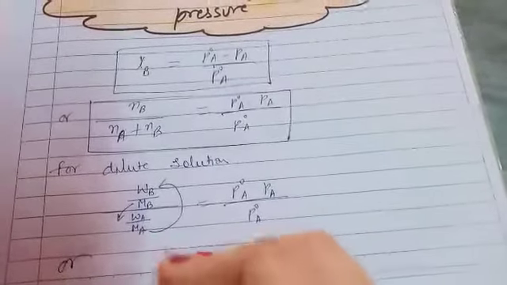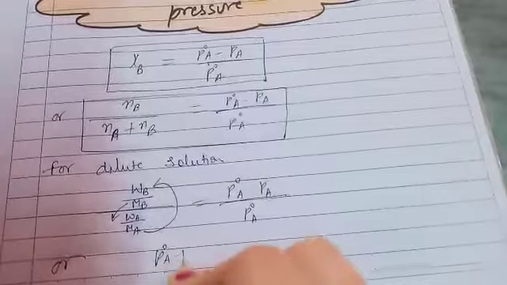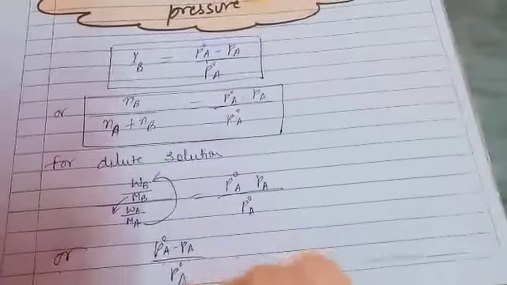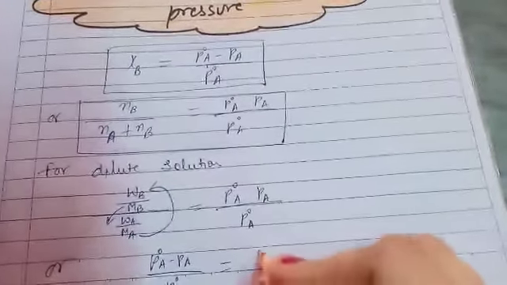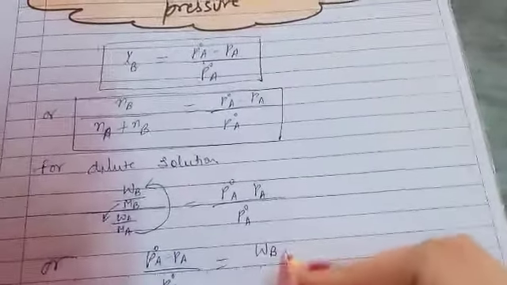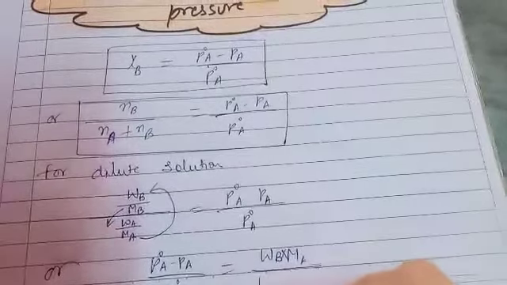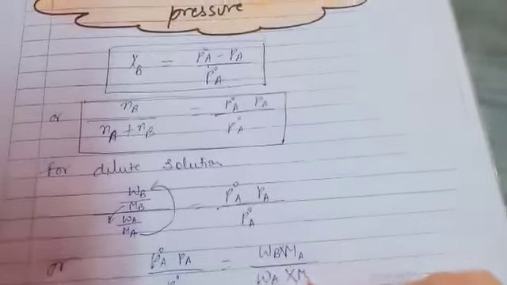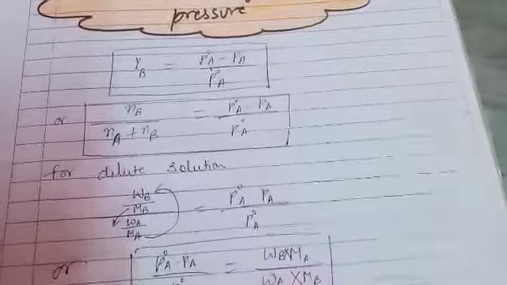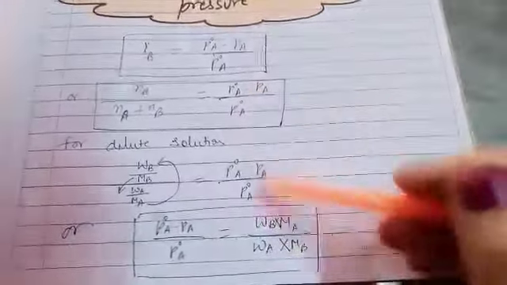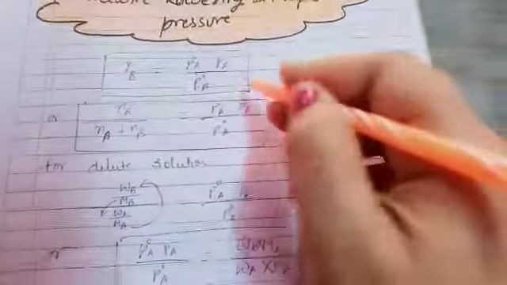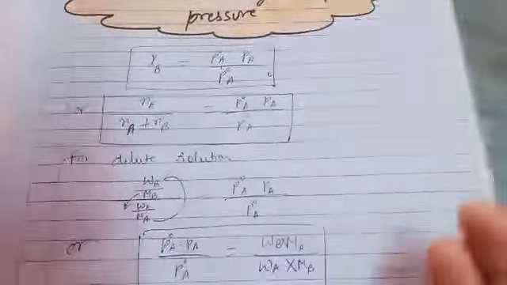Okay, so instead of this you can write this formula like this. P naught A minus PA upon P naught A is equal to, this formula becomes WB into MA upon WA into MB, this one. So whatever is the demand of the question, you can use any one of the formulas, but the main thing is you have to remember this. So accordingly you can expand your formula, it depends on you.